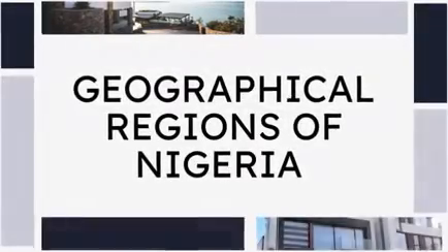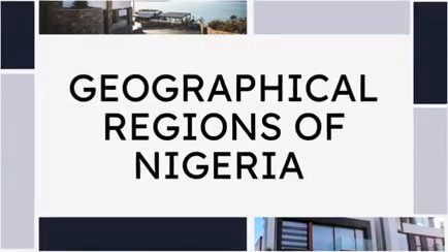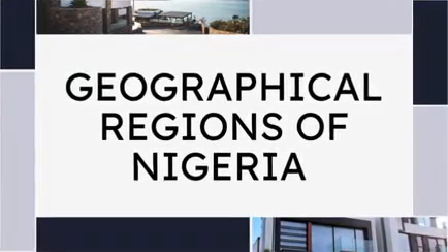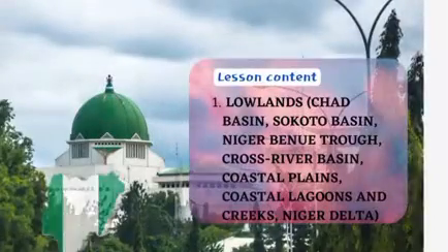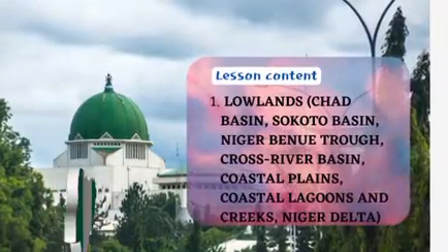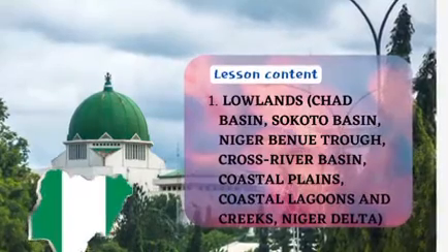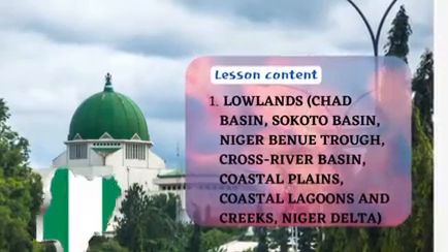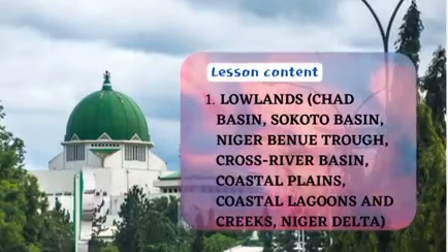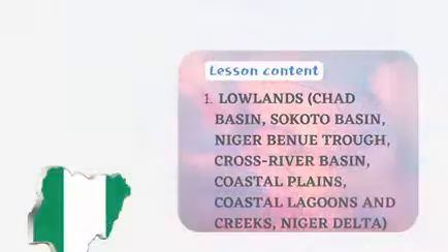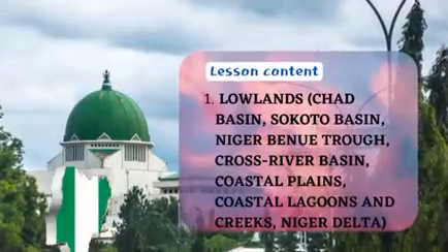Today, we are going to be teaching you about geographical regions of Nigeria. In Nigeria, we have different regions. To start with, we have the lesson content, which includes the lowlands: the Chad Basin, the Sokoto Basin, the Niger Benue Trough, the Cross River Basin, the coastal plain and coastal lagoons, and also the coastal creek and Niger Delta.